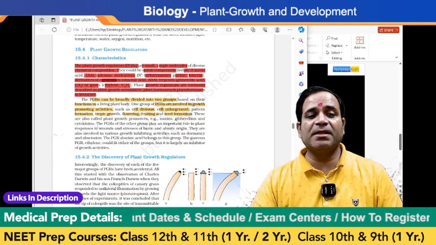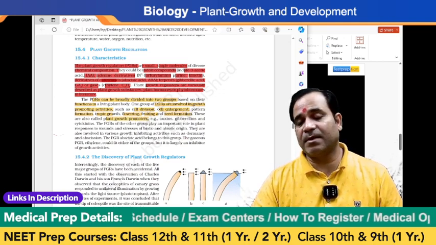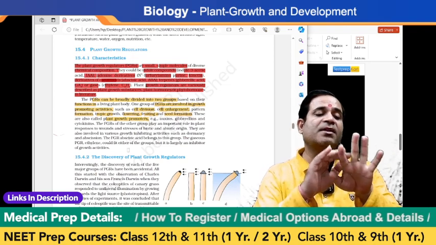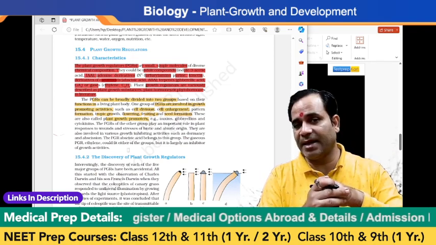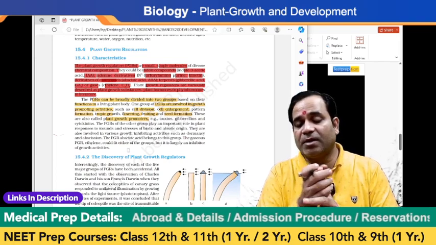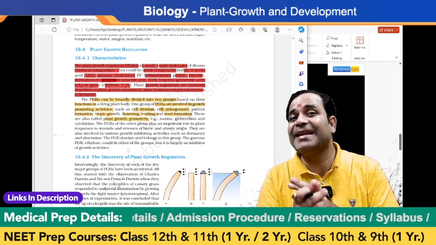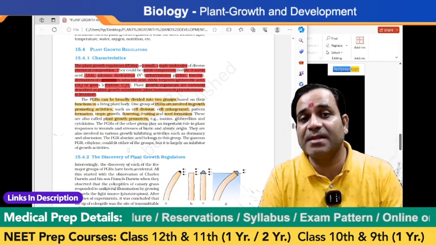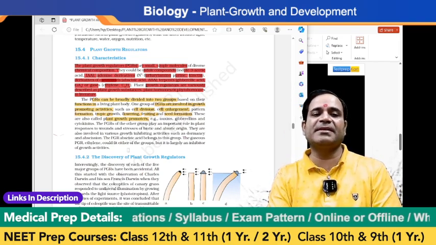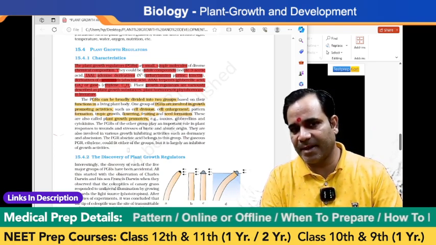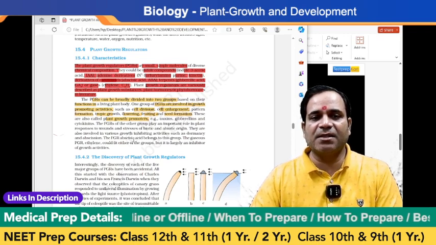Okay, so these are called plant growth promoters. And basically there are 5 phytohormones: auxin, cytokinin, gibberellin, abscisic acid, and ethylene. Of these 5, only 3 are growth promoters, and the rest 2 are growth inhibitor hormones. A growth promoter hormone is a hormone which is responsible for growth in a plant. So let's see here which ones are the growth promoter hormones.